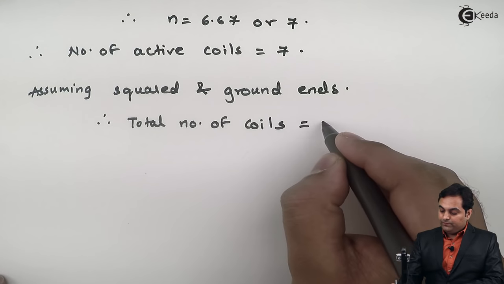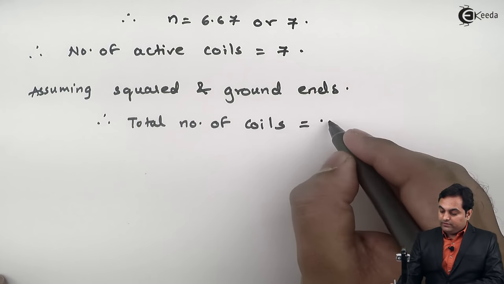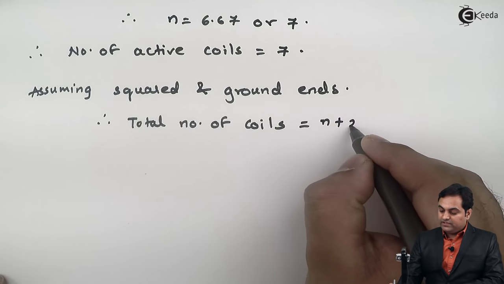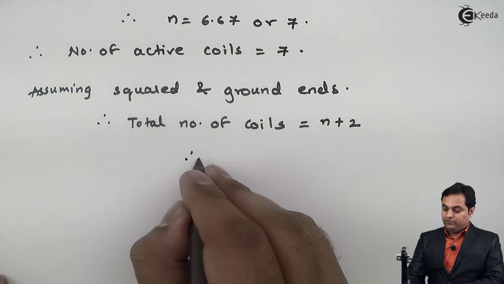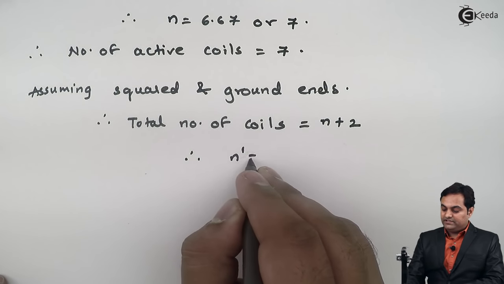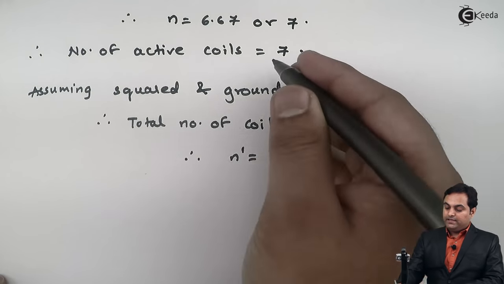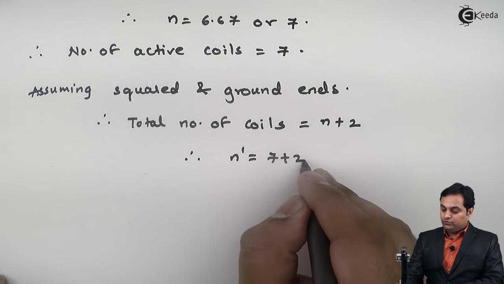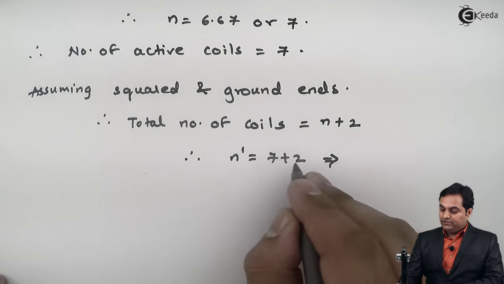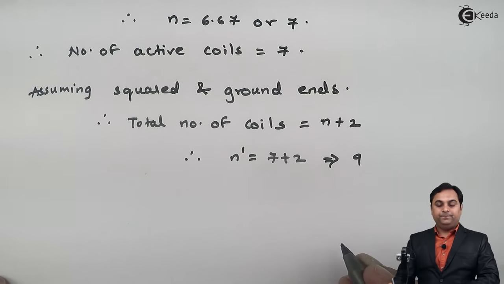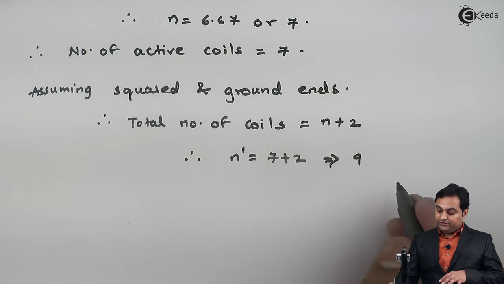So therefore, assuming squared and ground ends, total number of coils will be equal to number of active coils, which is n, plus 2. So therefore total number of coils becomes n dash, I'll denote it by n dash. n is 7 plus 2. So here I'm getting the total number of coils as 9, and this will be the third answer.